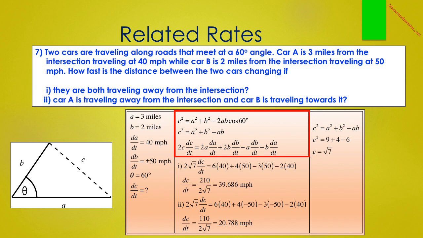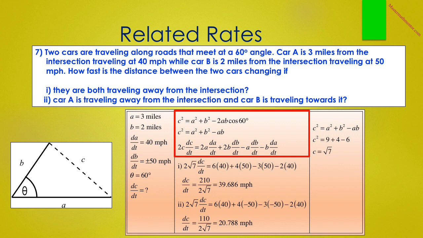This is not a right triangle, so we cannot use the Pythagorean theorem. We use the law of cosines, which says that c squared is equal to a squared plus b squared minus 2ab cosine theta. But theta is 60 degrees, and that is a constant. So we get c squared equals a squared plus b squared minus 2ab cosine 60, but cosine of 60 degrees is 1/2. So we're left with c squared is equal to a squared plus b squared minus ab.